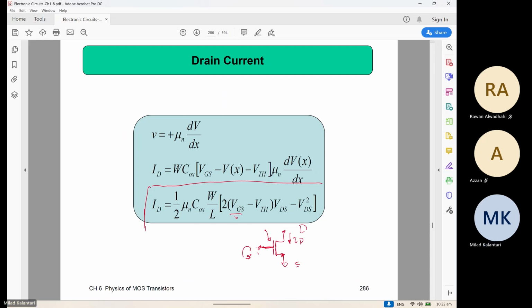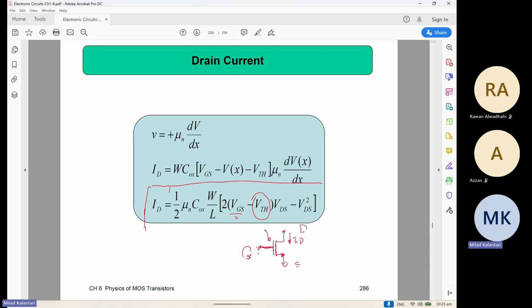So in fact, there is another term here in the MOSFETs, which is called V threshold. This is the starting point for the MOSFET to conduct. Before reaching this threshold voltage, the device is totally off. And after VGS reaches V threshold, then it starts conducting.